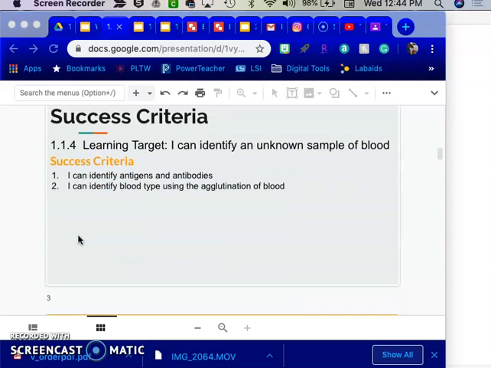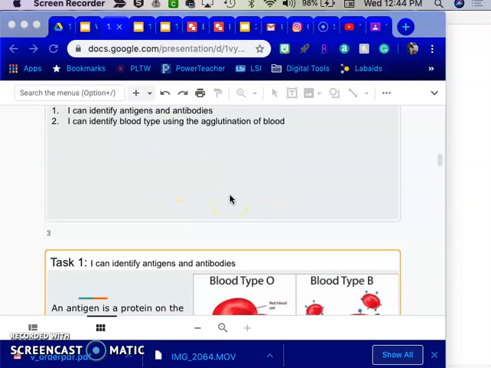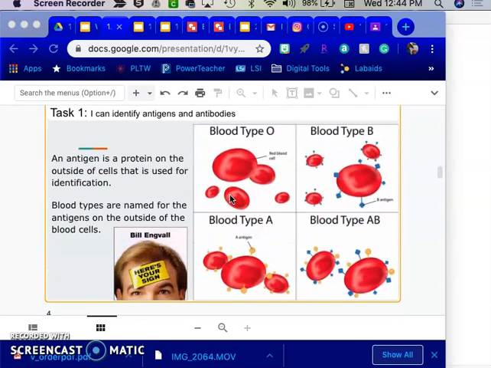So the first thing we're going to have to know is what antigens and antibodies are, because that's how we type blood. And then we're going to learn about how they're used to type blood with something called agglutination. So first, what are antigens and antibodies? Antigens are little signs outside of the blood cells that tell them what they are.